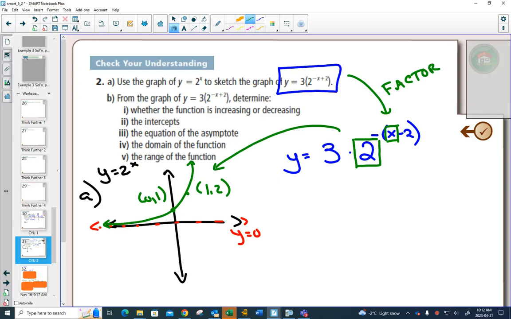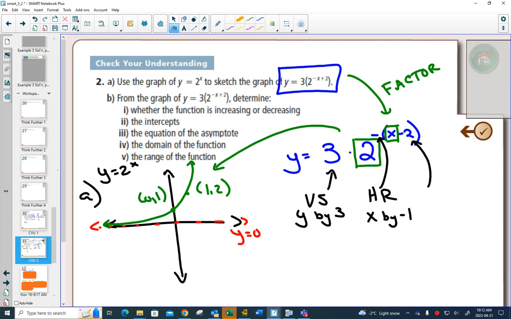If we label our transformations from left to right here, we have a 3. That 3 is outside the function. That'll be a vertical stretch. That will multiply your y values by 3. The next thing we run into is the negative. That negative is inside the function. It's where the x was originally. That will be a horizontal reflection. You will multiply your x values by -1. And then the 2 is a horizontal translation. You will go to the right.